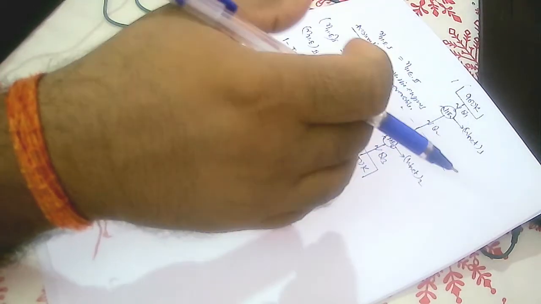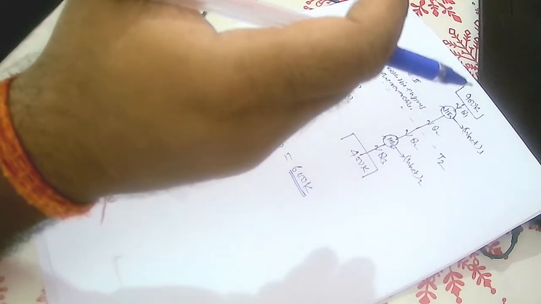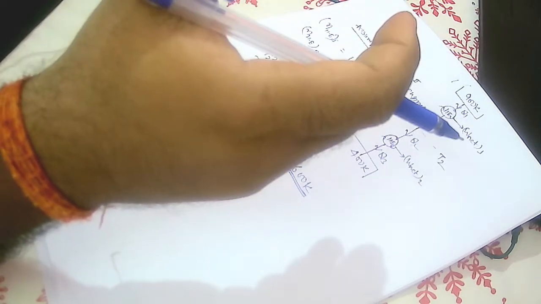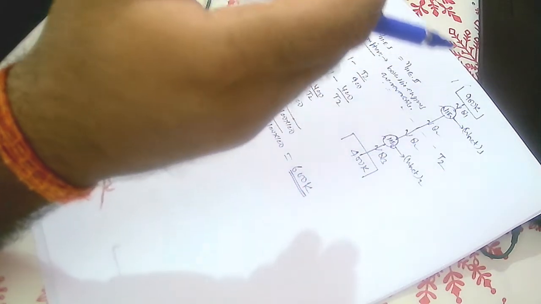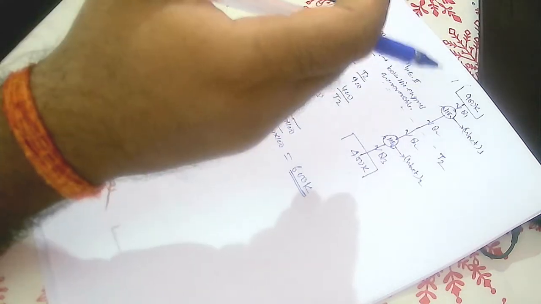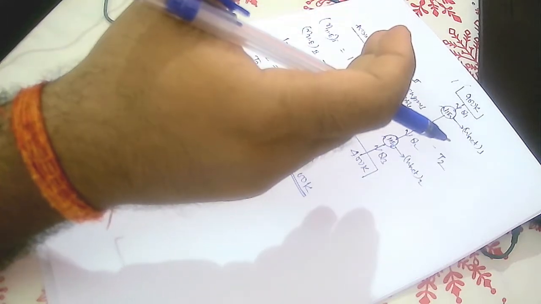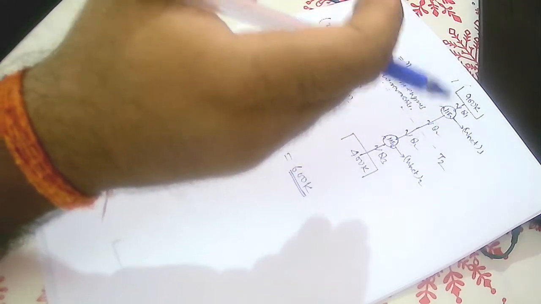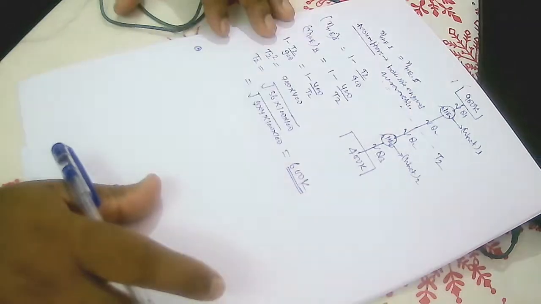Full stop. The work output from the engine is used to drive a reversible refrigerator, its source temperature being 300 Kelvin. Full stop. The heat outflow from the refrigerator is also taken to the reservoir X. Full stop. If the total heat flow into the reservoir is 3000 kilojoule per cycle, make calculations for the temperature of reservoir X. So first we draw the diagram.